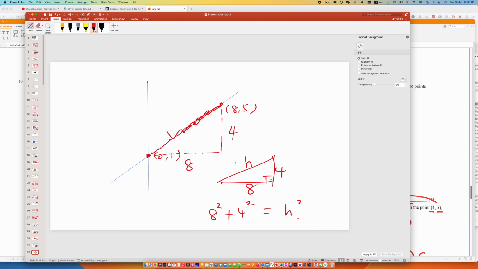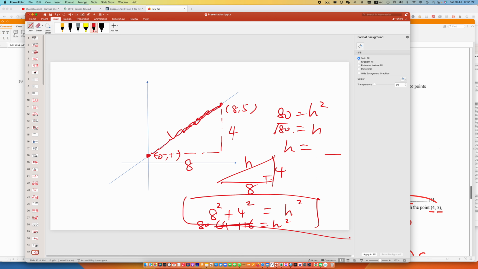Okay, so never mind. Let me continue. So it's 64 plus 16 equals to h square. So this will give you 80, right? So 80 equals to h square, so h equals to square root 80. You can give yourself 3 decimal places. I don't need that, but what I want you to know is that to find the length, this is the method to figure out the length on this x and y.